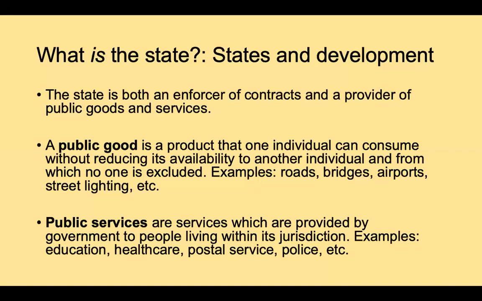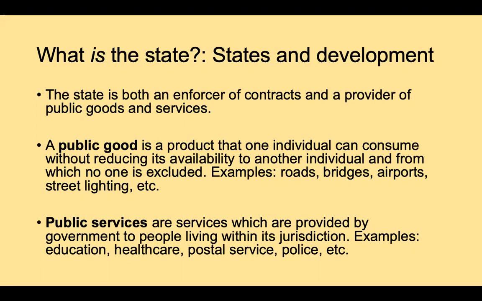Now, what is a public good? A public good is a product that one individual can consume without reducing its availability to another individual and from which no one is excluded. The reason that everyone can consume it without reducing its availability, and the reason that no one is excluded, is because it's provided by the state. These are things provided by state institutions. They're always provided by the state, no matter what.